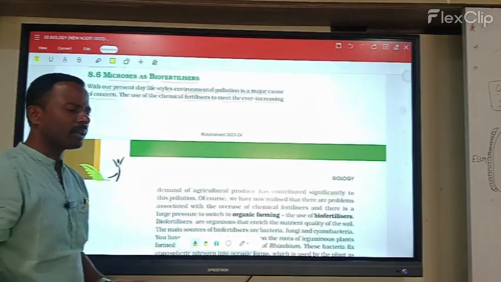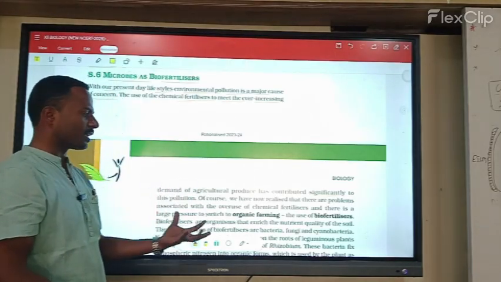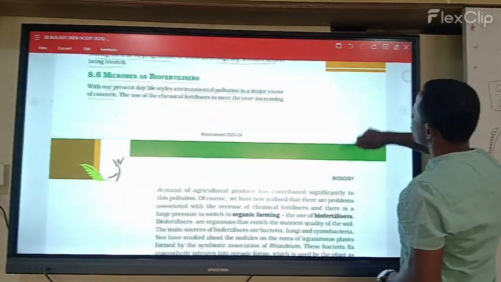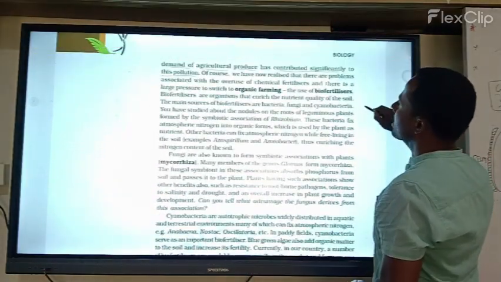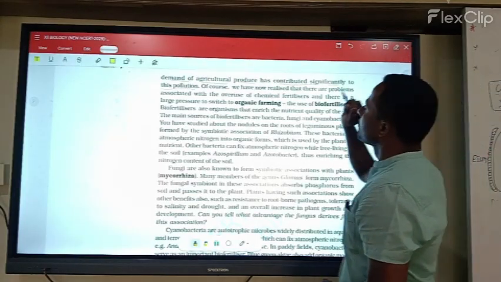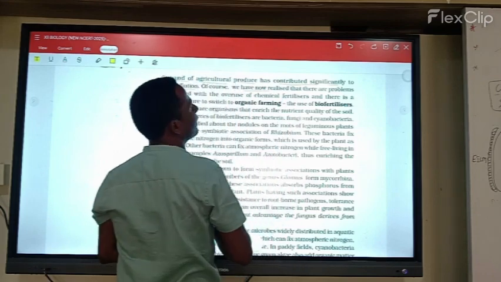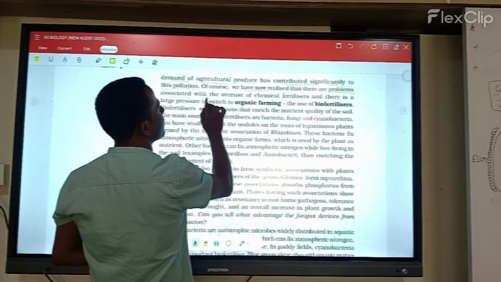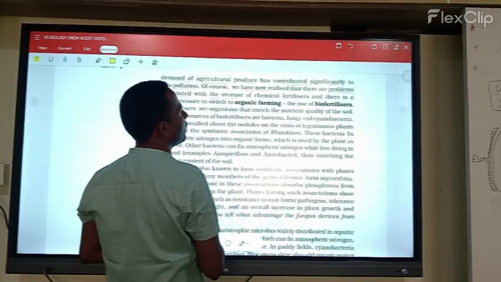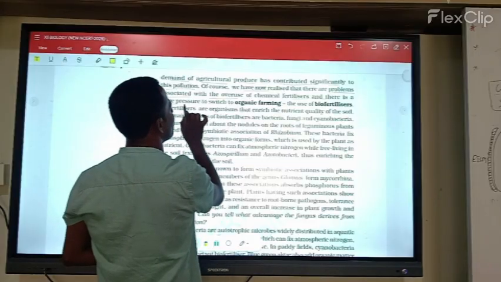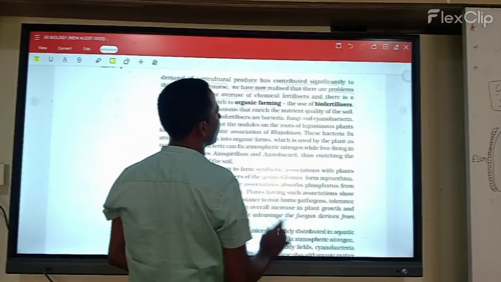Many times they use pesticides and chemicals, and then what happens? Pollution takes place. Now, of course, we have realized that there are problems associated with the complete overuse of chemical fertilizers, and there is pressure to switch to organic farming.